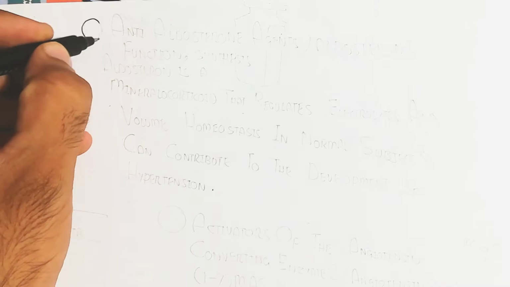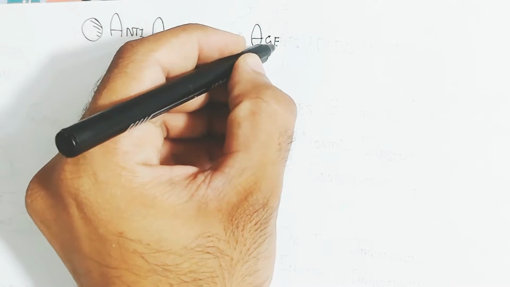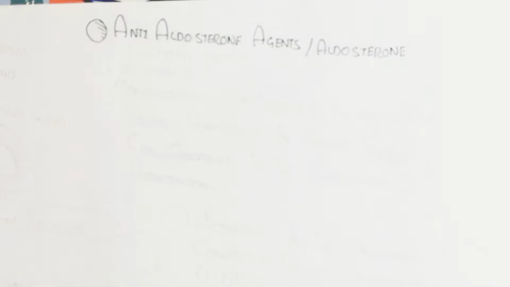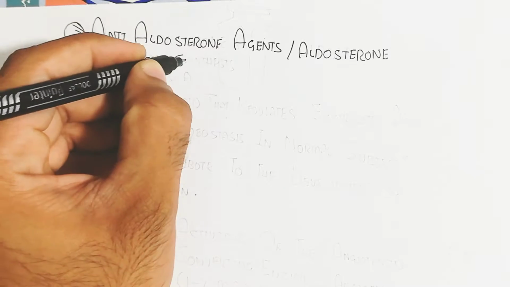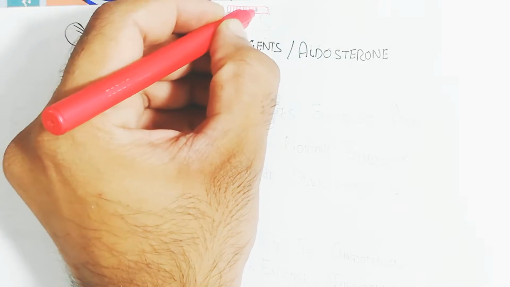Hello, in this video we will discuss anti-hypertensive drugs and how they work. And the anti-aldosterone agent, first of all, we will discuss aldosterone, basically the aldosterone function and synthesis, because aldosterone is also part of hypertension stimulation. So remember these things.